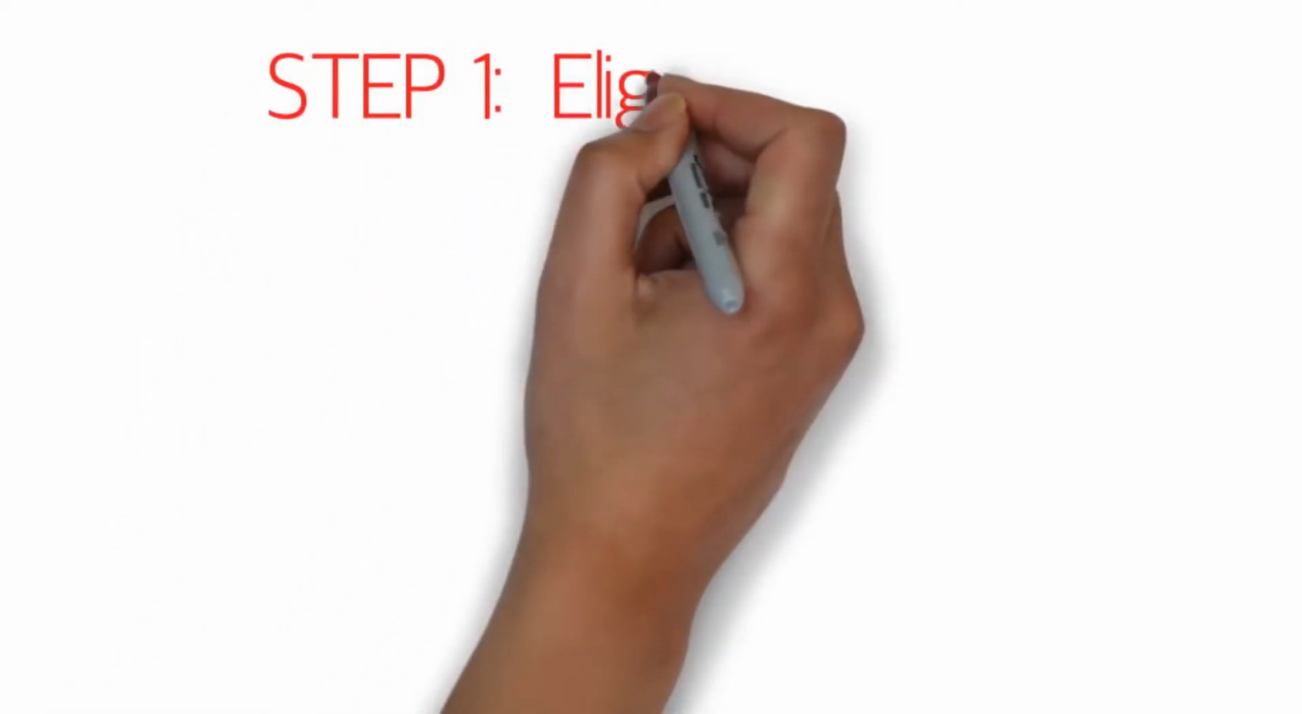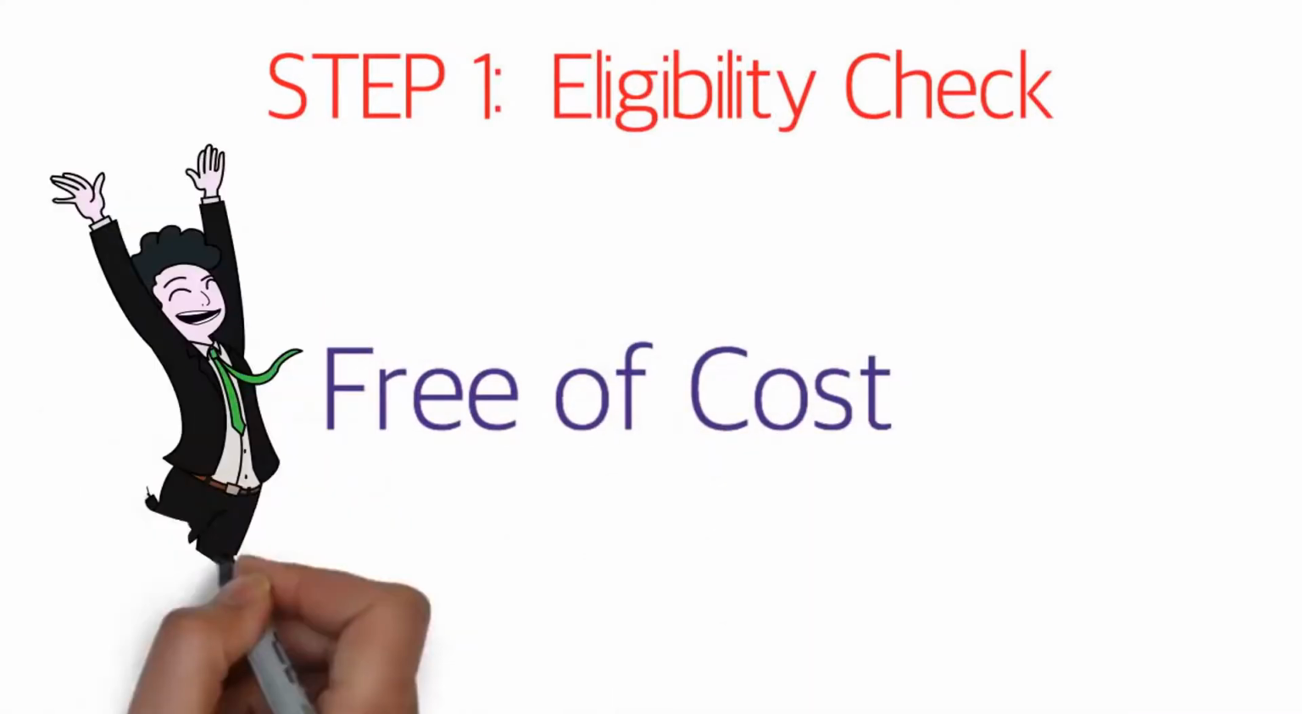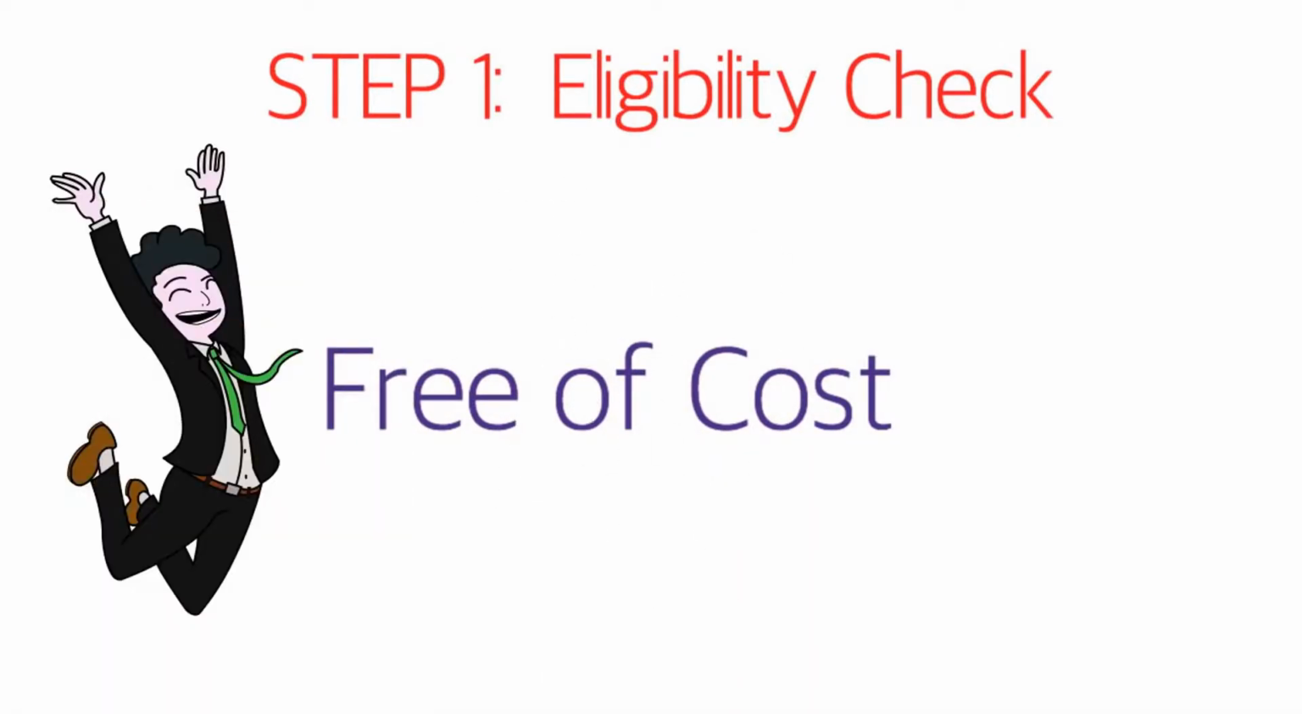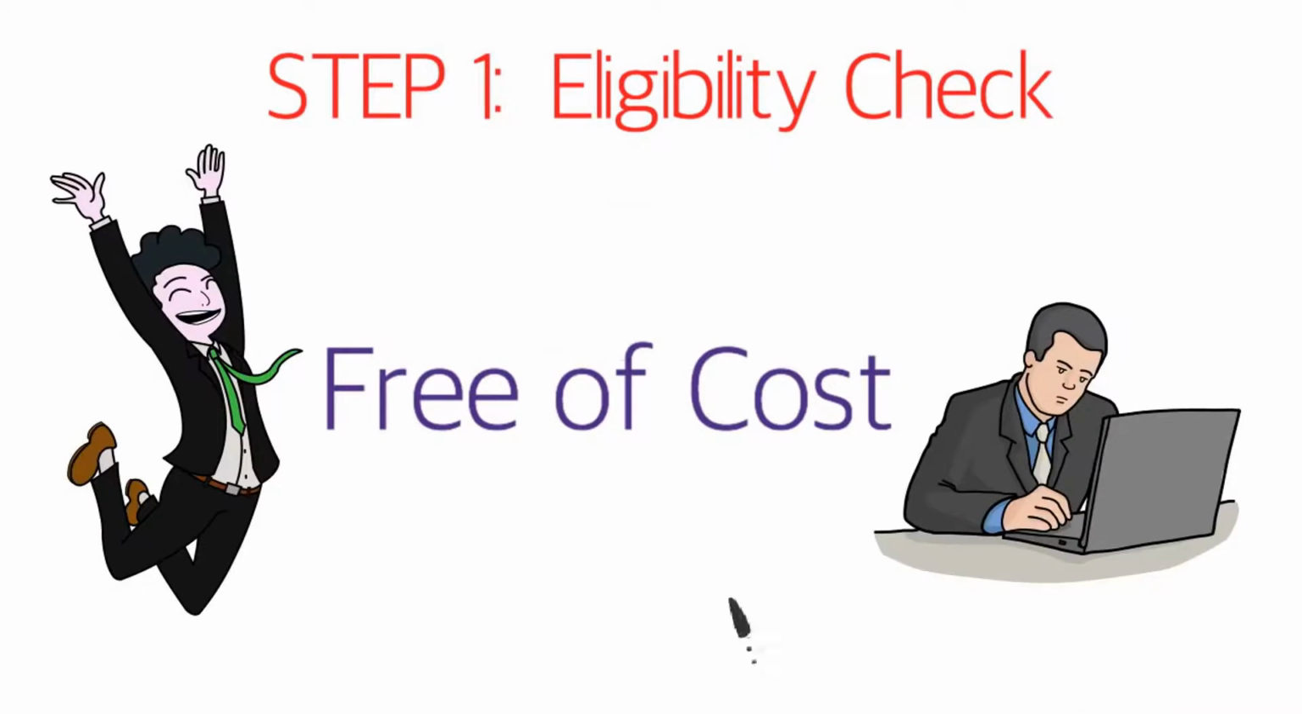The first step, which is the eligibility check, is free of cost. You can go online and check if you're actually eligible or what chances you hold for getting the Australian PR. I made a separate video for it. I'll provide the link to that video as well in the description box. You can check it out.